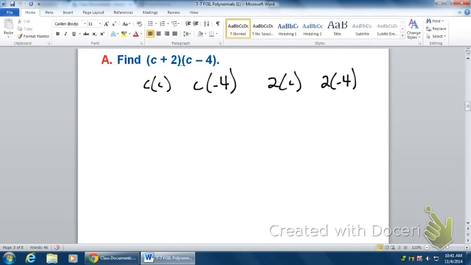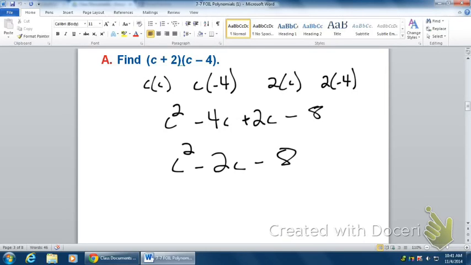Now, let's simplify this. c times c gives me c squared. c times negative 4 gives me a negative 4c. 2 times c gives me a positive 2c. And lastly, 2 times negative 4 gives me a negative 8. All right. What's my last step? You have to combine like terms. Good job, Autumn. That's going to give me c squared minus 2c minus 8. Cool.